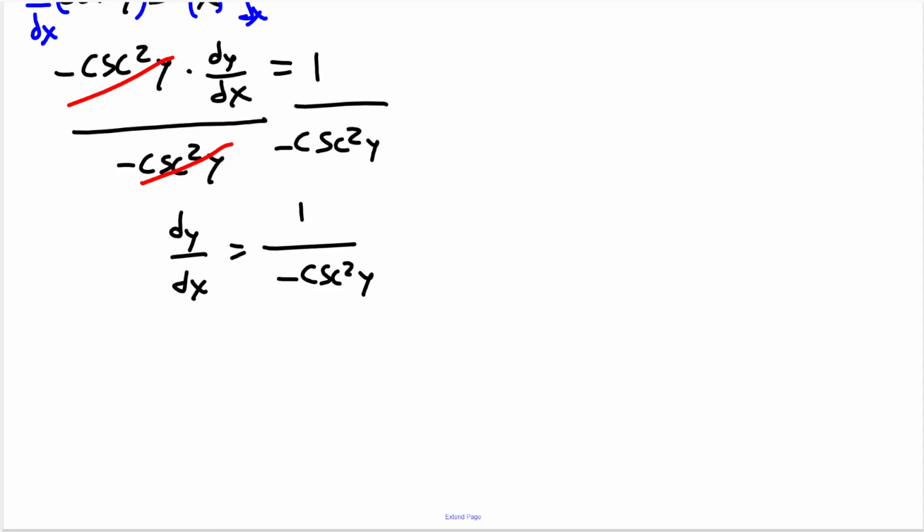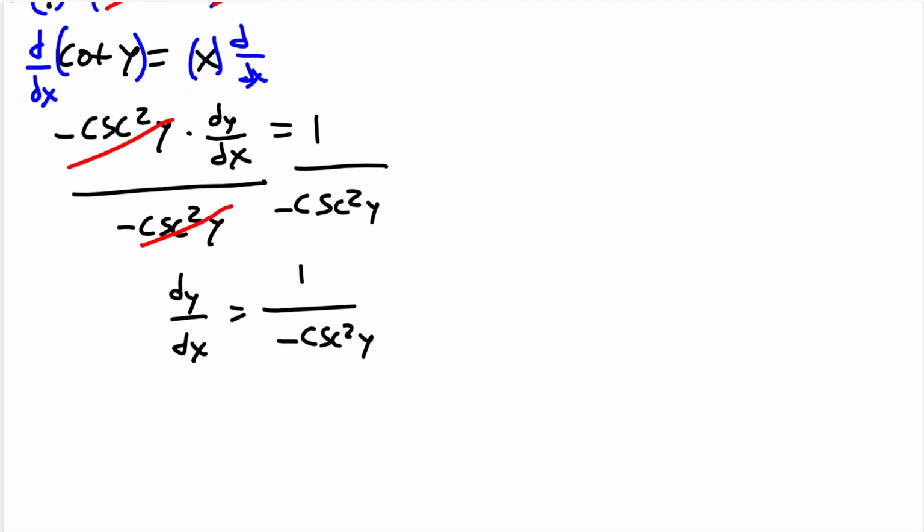Okay, so yeah, we should still use a trig identity here. We have a cotangent here, and we have a cosecant here. Which Pythagorean identity relates cotangent and cosecant? Well, that's 1 plus cotangent squared of y equals cosecant squared of y.